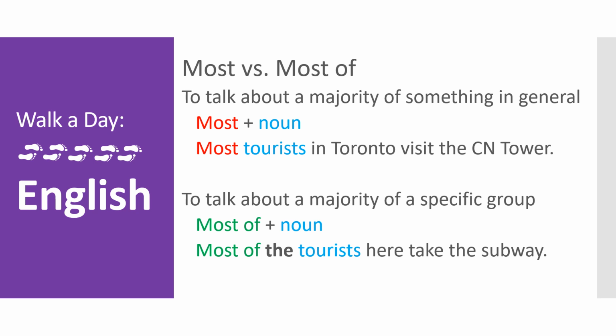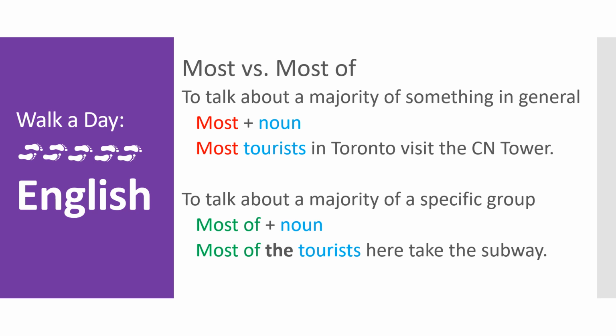Let's look at today's language target, most and most of. To talk about a majority of something in general, we can use most plus the noun. So most tourists in Toronto visit the CN Tower. Now, if we want to talk about the majority of a specific group of people, then we're going to say most of plus the noun.